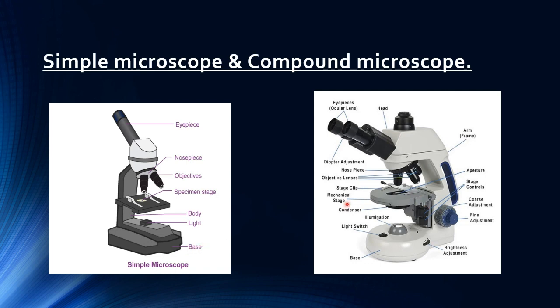Whereas when you come to the compound microscope, you have two lenses here. One is the ocular lens, the head, the arm, and as usual the body and the arm are the same, the aperture, stage controls, the fine adjustment and the coarse adjustment for better magnification, brightness adjustment, and the source of illumination is the light. You have a light switch here, stage clip, and the objective lens is present here.